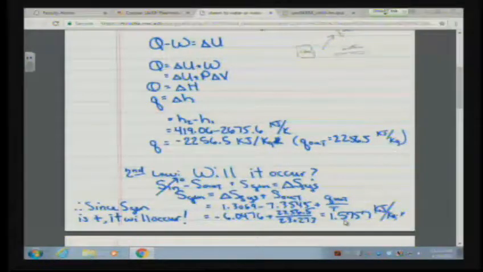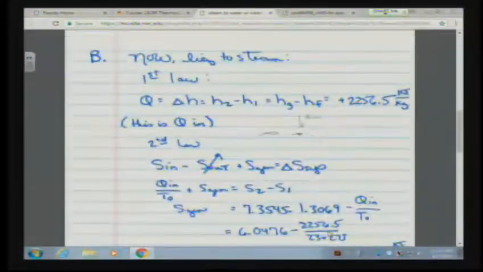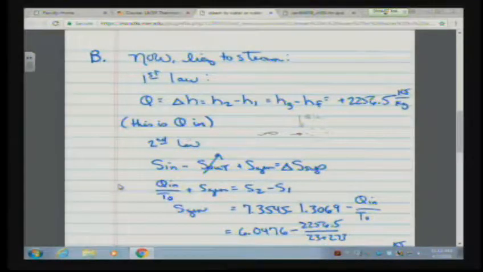S generated here is positive, so that means it will occur. All right, now let's do it the opposite way. If we go liquid to steam, here we answer Jess's first question. Our H2 in this case is H of steam. H1 is H of water. So this time, my heat is 2256.